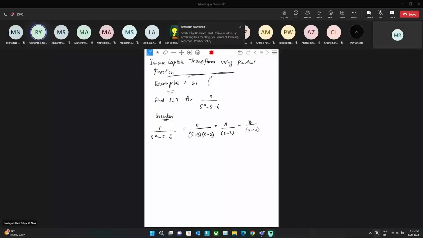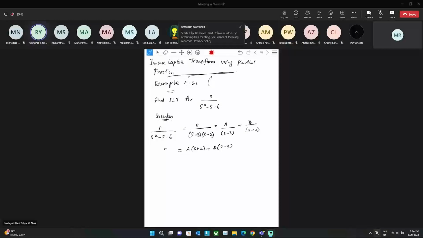So this is the inverse Laplace transform using partial fractions, example 4.22. Based on this equation, for A and B, you look at the denominator. The denominator should have s minus 3 and s plus 2. So you need to do cross multiplication here: A multiplied with s plus 2 plus B times s minus 3.